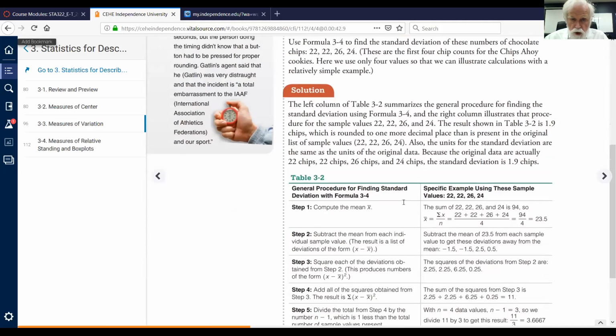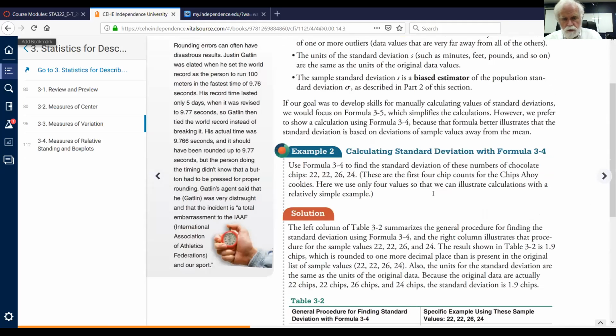We go back to the cookies, go back to this 22, 22, 26, 24. Those are the first 4 chips. There's 40 of them. This is where we want to use Excel.